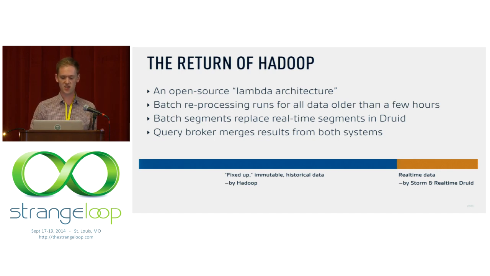So when the batch job runs, those segments replace real-time segments in Druid. That's a built-in Druid feature that makes it easier to run this sort of system. And the Druid query broker continues to merge results from both systems. It can take segments from the real-time nodes, also segments handed off from real-time to historical, and also segments created by the batch indexer and pushed to historical nodes, and integrate results from all three of those in one unified query system.